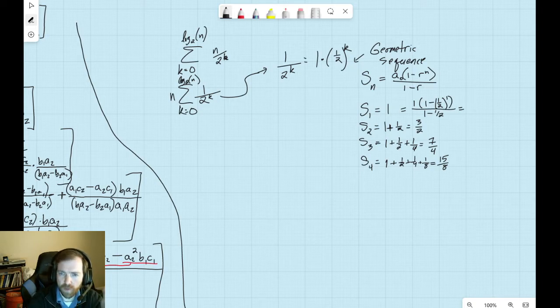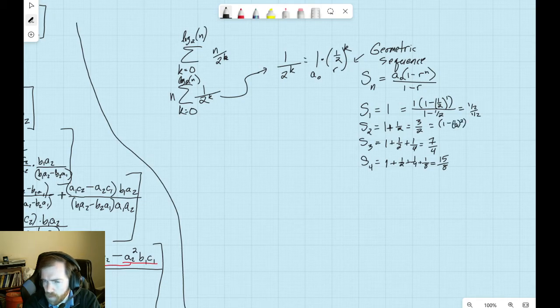r is a half. It's the thing you're multiplying by over and over again. Your a sub 0, like I said, in this case, is going to be your first term, whatever you got. So this is going to be a half divided by a half. All right, good enough. This is going to be 1 times 1 minus a half squared over 1 minus a half. It's just always going to be doubling the number overall.